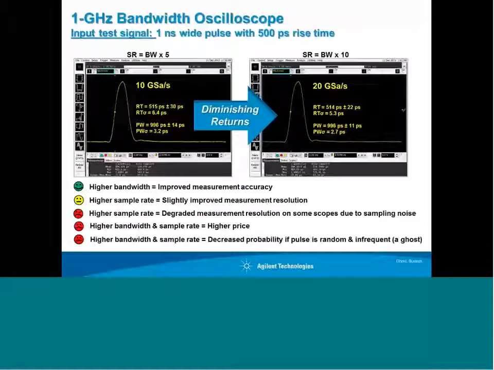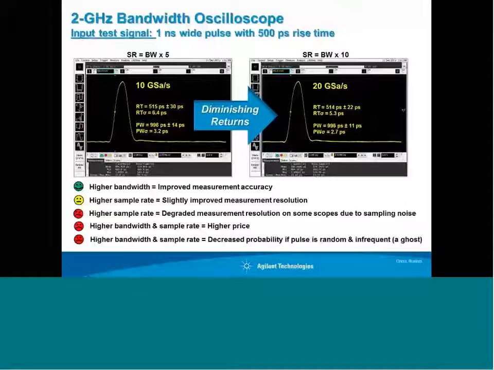The next example here is a 2 gigahertz bandwidth scope. Now with the 2 gigahertz bandwidth scope, in the example we walked through a little bit earlier, we determined that we could actually get much more accurate results. So this is the same exact input signal, a 1 nanosecond wide pulse with a 500 picosecond rise time. And now you can see the scope on the left sampling at 10 gigasamples per second. So in this case, it's 5 times the bandwidth.